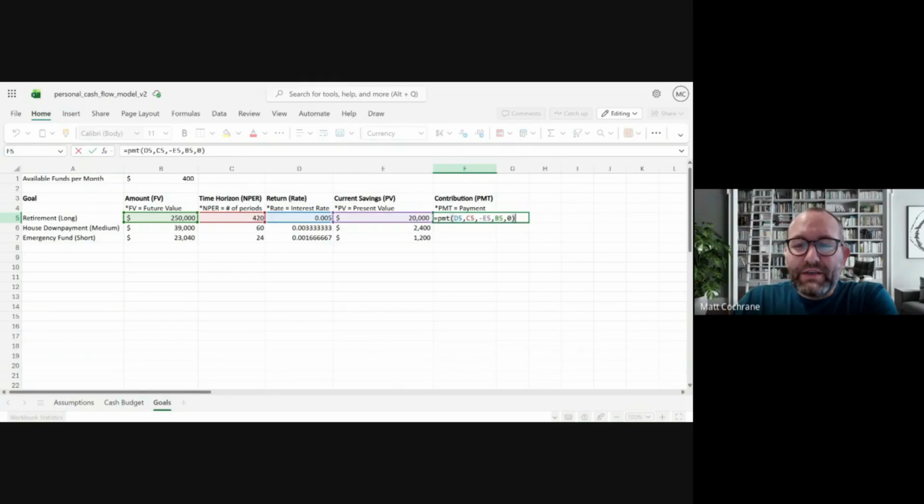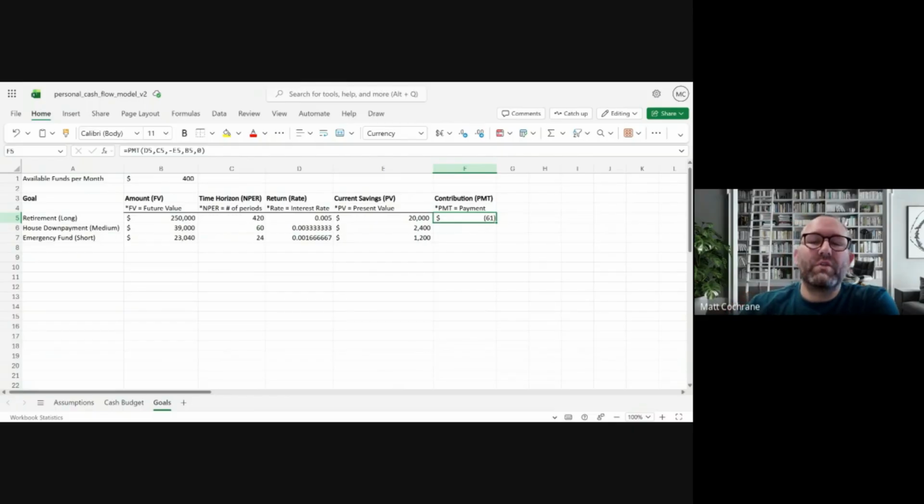So when we press enter, we're going to see here that 61 is the value. So what does that mean? It means that we need to contribute $61 per month for 420 months at a rate of 6% per year, or 0.005 per month. And if we have 20,000 already, then we're going to get 250,000 in the end. Okay. Moving on to the next goal.